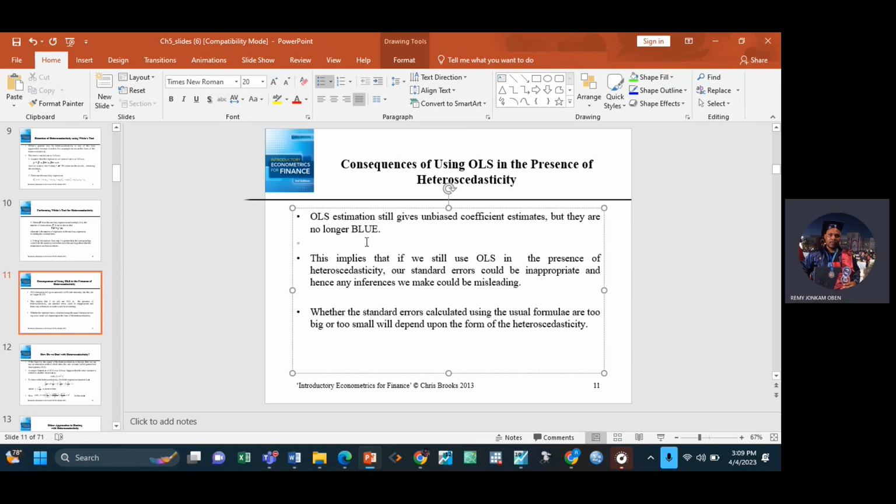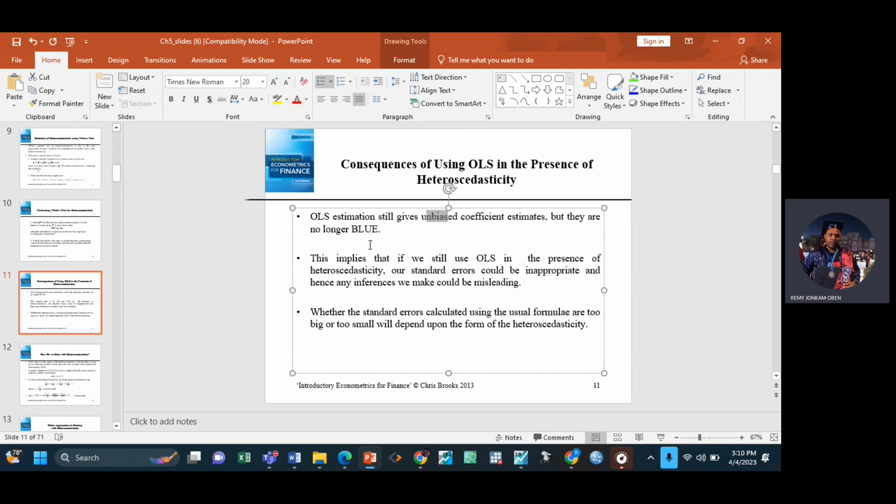Why? Who can tell me why? Part of BLUE is unbiasedness. BLUE means best linear unbiased estimator. So it is still unbiased, which means the U part is satisfied, right? So what is making it no longer best? Because it's not the best variance. Sorry? It's not the minimum variance. Yes, because it no longer has the minimum variance in the class of all unbiased estimators.